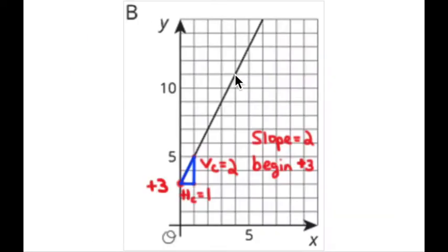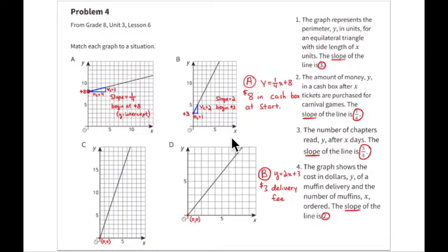All right, so graph B. What's the slope for graph B? Well, the horizontal change is 1, the vertical change is 2. And you can see that easily on the graph. So the vertical change is 2, horizontal change is 1, 2 over 1 is equal to 2. And notice that this begins at a positive 3. So which situation has a slope of 2? And is there more information in that situation about possibly beginning at positive 3? And the situation that has a slope of 2 is number 4.